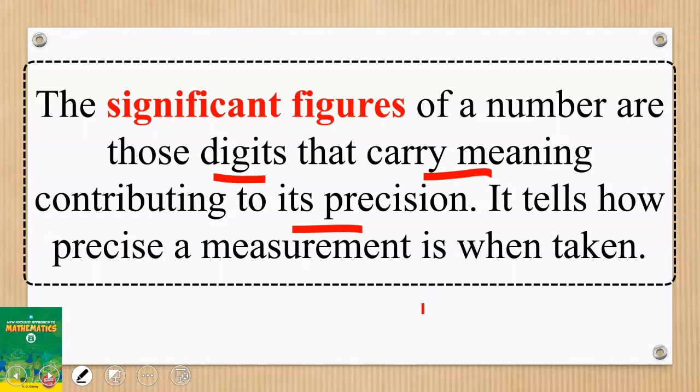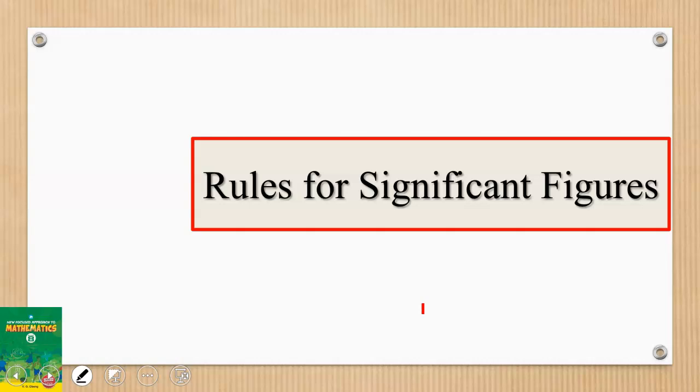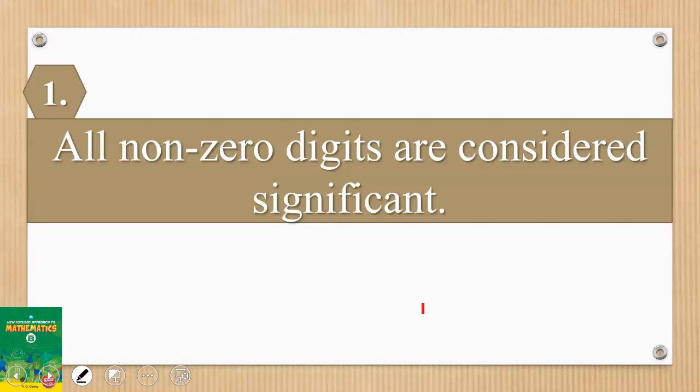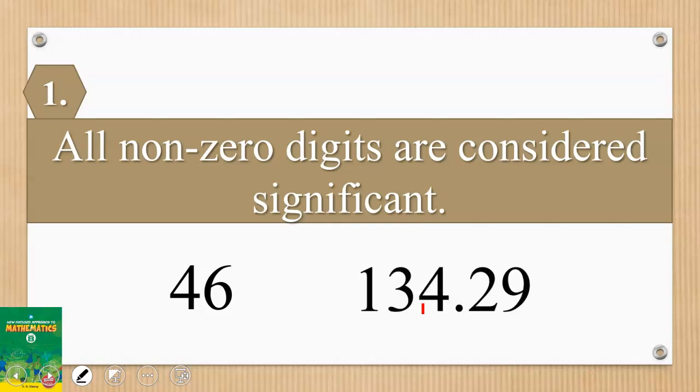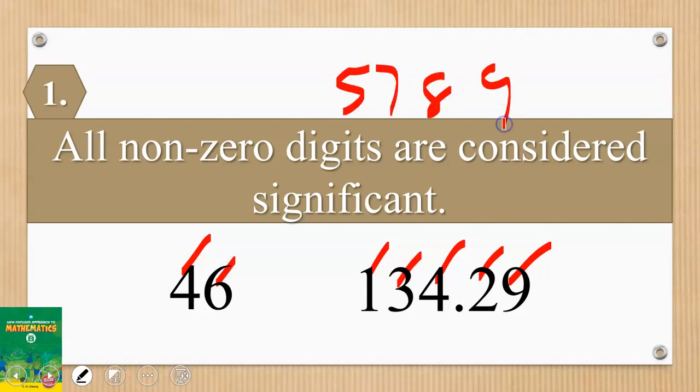So we will take a few rules that can govern us to understand how to convert a number into significant figures. Rule number 1 says that all non-zero digits are considered significant. So 46, there are two significant figures. 134.29, there are 5 significant figures here. So here 1, 2, 3, 4, 5 significant figures. If I write 5789, there are 4 significant figures over here as well, right?